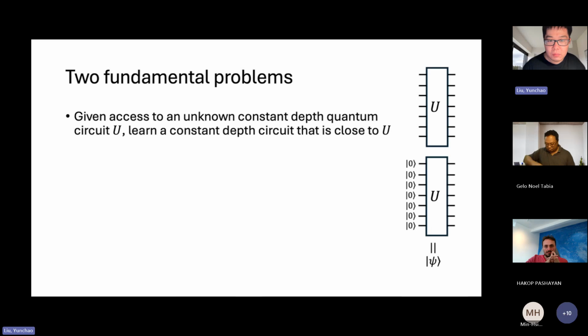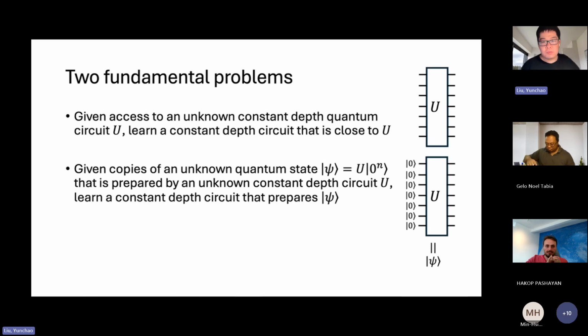And here is the second problem, which is learning quantum states. It's a bit different because here we are just given copies of a specific unknown quantum state, psi. This quantum state is prepared by some unknown constant depth circuit U. And our goal is also different. Our goal is to learn some constant depth circuit that just prepares this specific state psi.